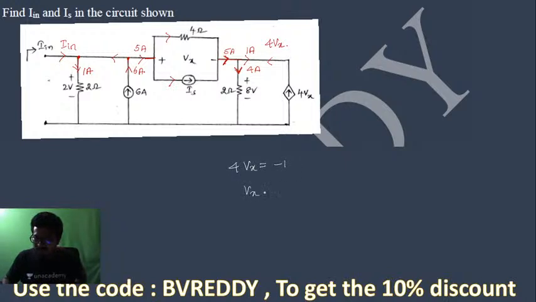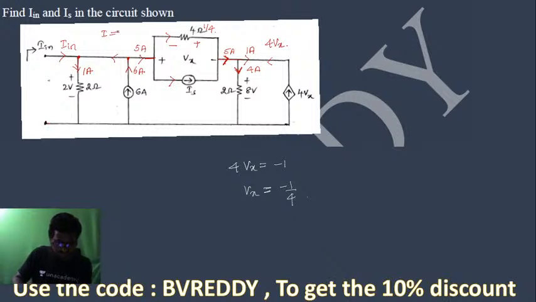That means Vx is equal to how much now here? Minus 1 by 4. Vx is equal to minus 1 by 4. Vx we got this voltage. Means this polarity is positive, this is negative. How much is this voltage? This is 1 by 4. Then how much is this current?